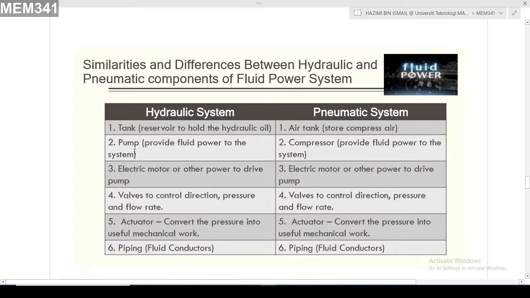In a hydraulic system, we use a pump. The pump is used to provide fluid power to the system. The pump is the source of energy for the hydraulic system. But in the pneumatic system, we use a compressor to provide fluid power to the system. In hydraulic, we use a pump. In pneumatic, we use a compressor. Remember that. If you mention compressor, that is pneumatic, because a compressor is used for air. A pump is used for liquid, oil or water, we call it a pump, not a compressor.